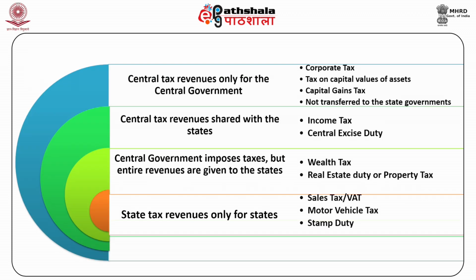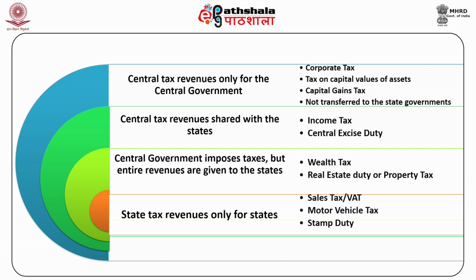Now, the revenue collected from taxes is distributed among the center and states in the following manner. Central tax revenues only for the central government. The central government imposes taxes and collects the revenue from such taxes. For example, corporate tax, tax on capital values of assets which are property, or capital gains tax excluding land, and custom duty. No part of the revenue collected through these taxes is transferred to the state governments.